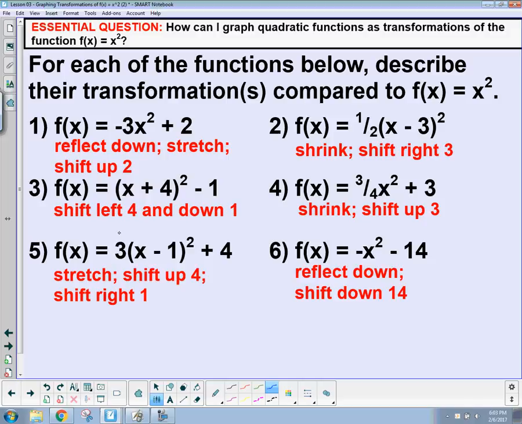Shift up 4, positive 4 there, the constant. And we shift to the right because of the negative 1. Reflect down again because of the negative. And shift down 14. We went down 14.